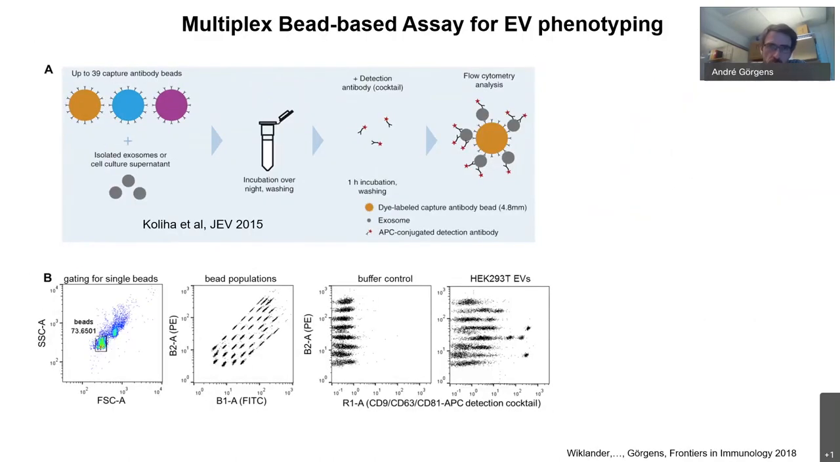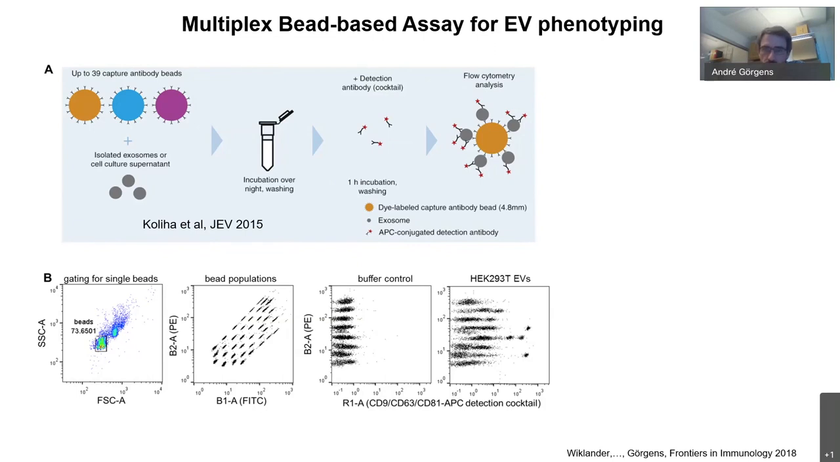So coming first to some more details about the bead-based assay, as mentioned, you have 39 capture antibody beads that are hard-dyed, as you can see here, and can be all identified. Each of those capture beads has a different capture antibody on it. So if you then incubate your EVs with those beads, they will bind to beads respectively based on their antigen expression, and then you can use different antibodies for detection. In a default way, we use a pan-tetraspanin mix of CD9, CD63, CD81 antibodies that are then fluorescently labeled to detect the beads that have bound EVs, actually.